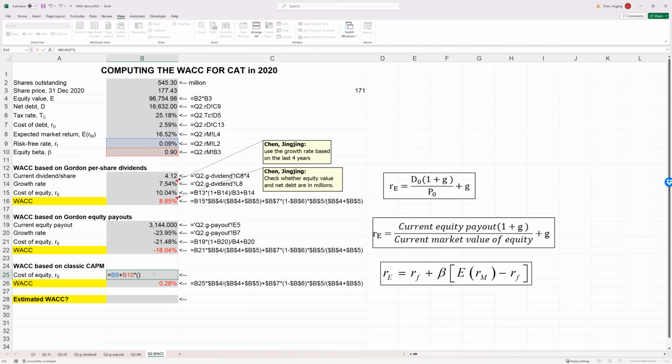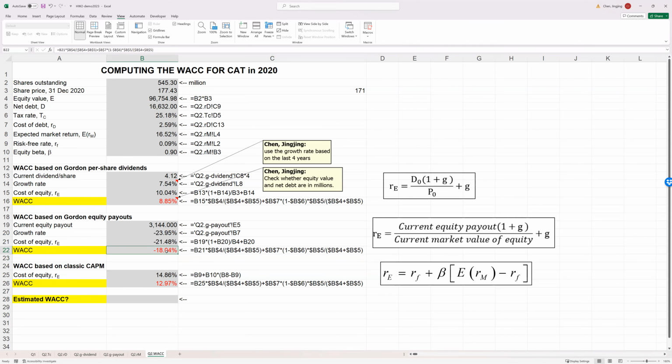which is dramatically different from the risk-free rate that we had a couple of years ago. Times market return minus the risk-free rate. Usually at the end, our estimated weighted average cost of capital will be the average of all the different models that we use. But we want to be very careful about one outlier that we clearly saw here.